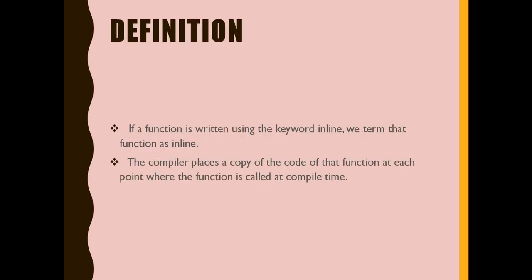Now if any function is written using the keyword inline, we term that function as an inline function, right? The compiler places a copy of the code of the function at the point where the function is called at the compile time. So this is what is being done. So any function that is written inline, during the time of compilation, the compiler copies the piece of code and places it wherever we call the function at the calling position, right?